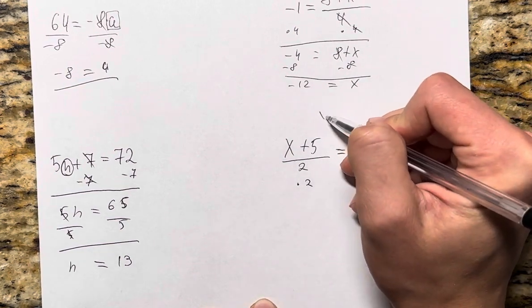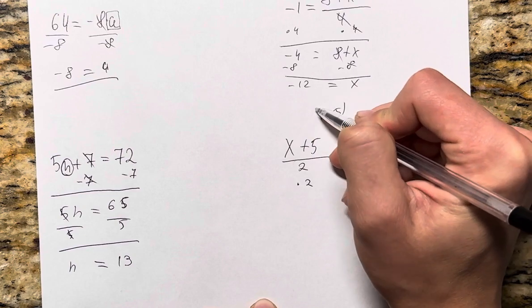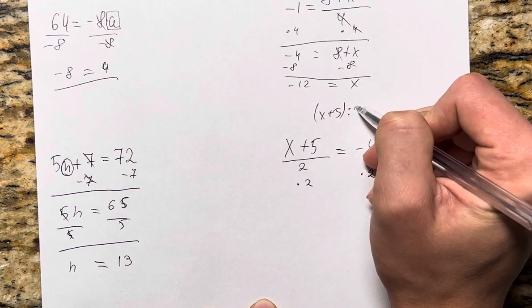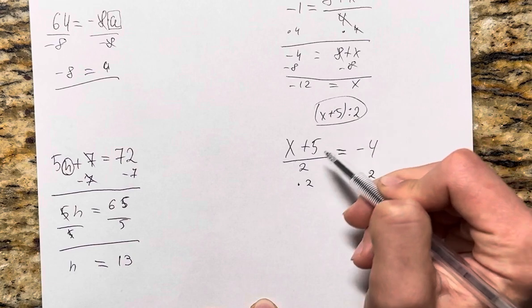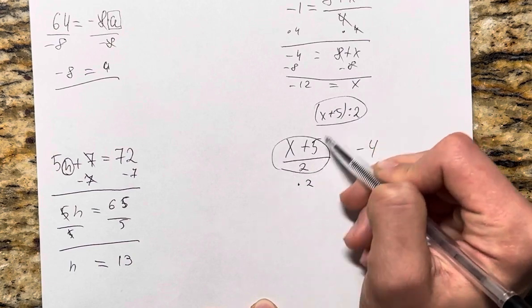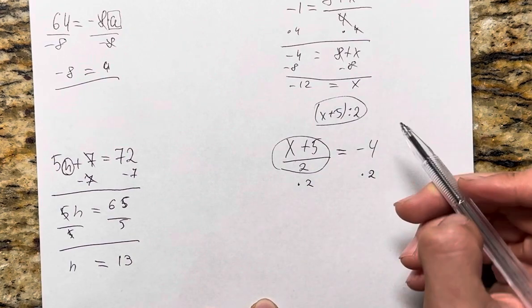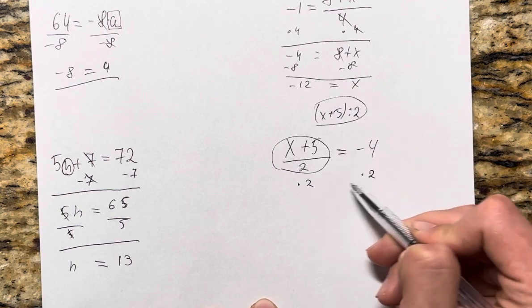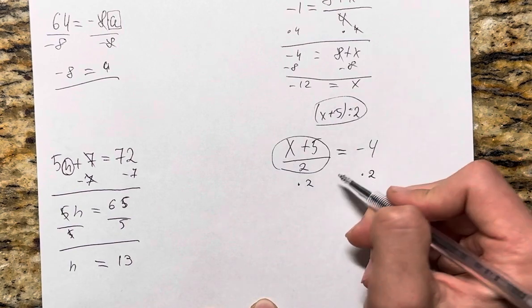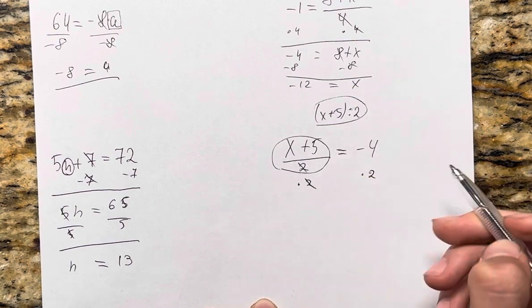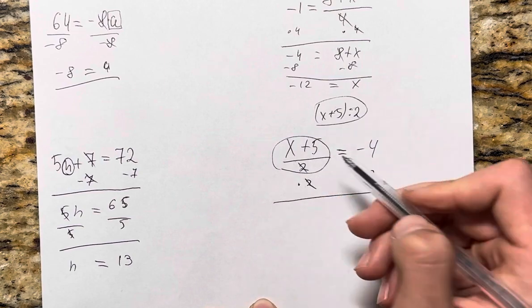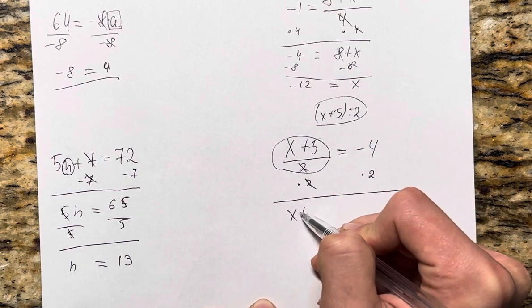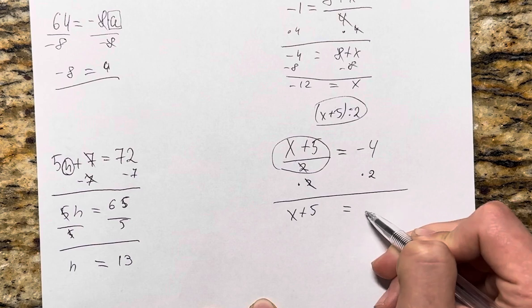This is the same as x plus 5 divided by 2. This is the same as this, you see? So, to get rid of this divided by 2, we have to multiply each side by 2. And then by doing that, we get rid of this. And we just get x plus 5 equals -8.